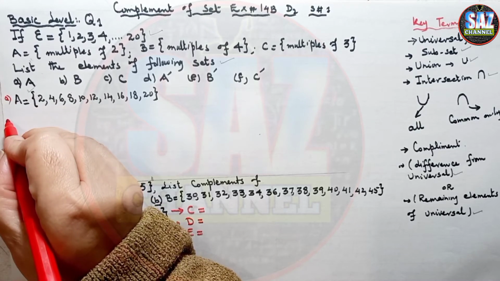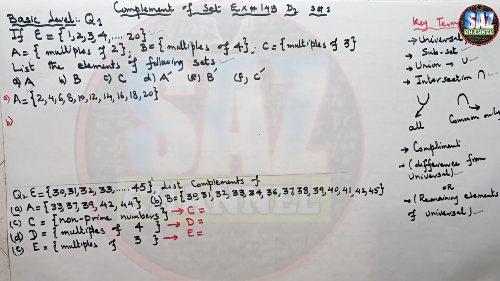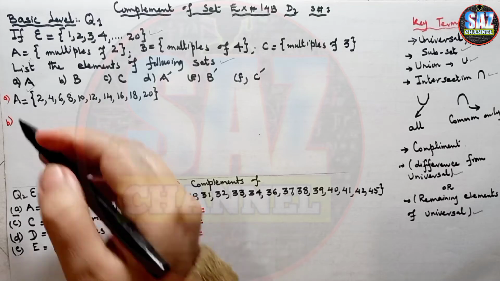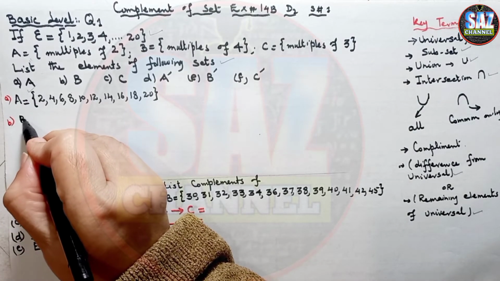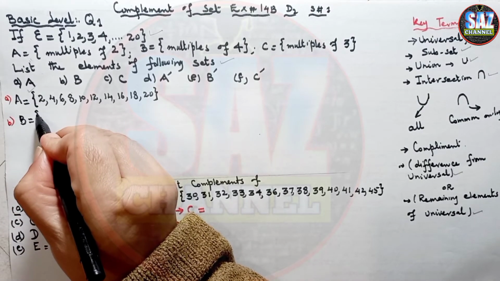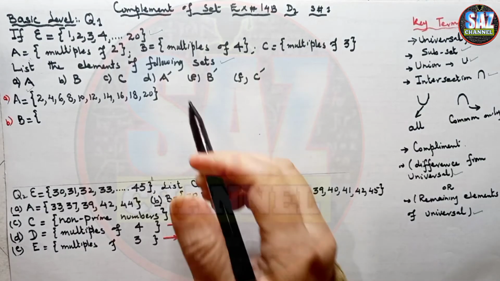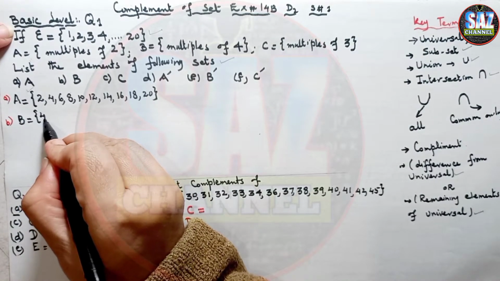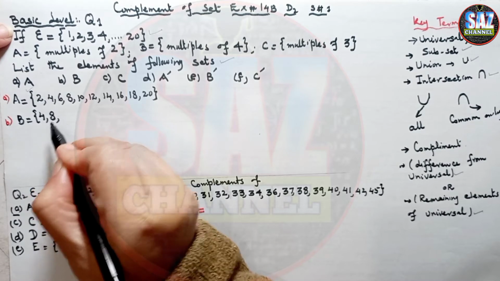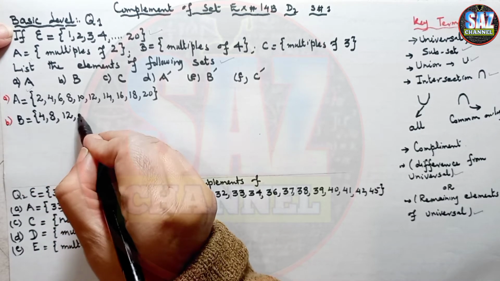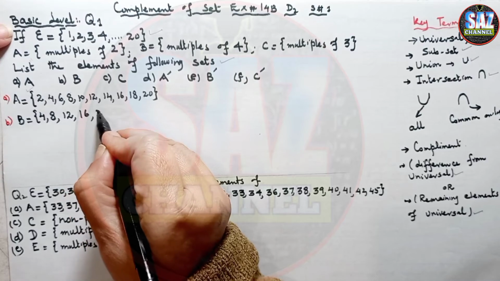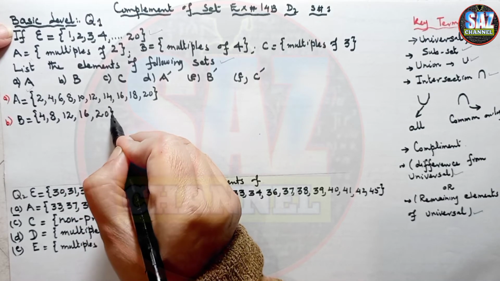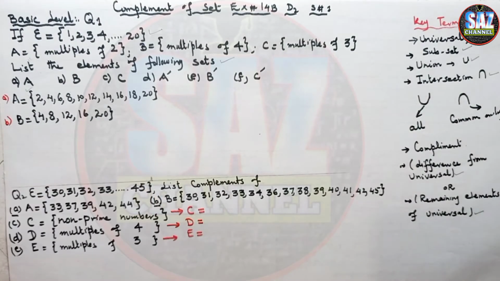And then coming to set B, which is the second requirement of the question. In set B, I have to pick up multiples of 4 from the given universal. So set B will consist of 4, 8, 12, 16, and 20. Very easy questions. You should just have command on the tables and types of numbers.